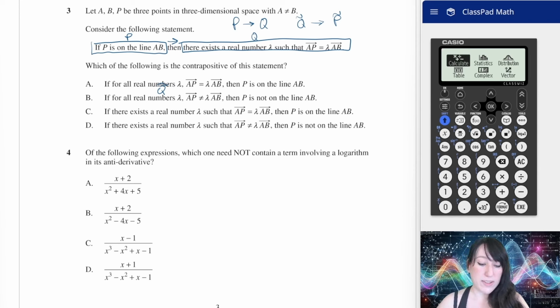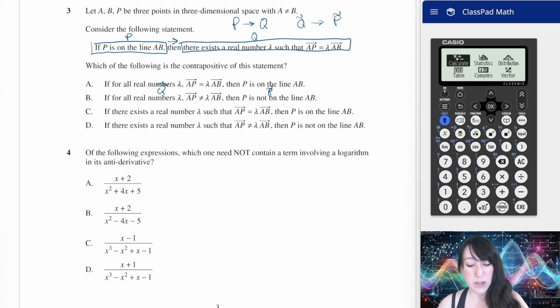Of course, what's the opposite of P is on the line AB? Well, P is not on the line AB, and so we have here not P. If we want to check the other two options, C and D, the antecedent of each of these statements is not equivalent to not Q in this situation.